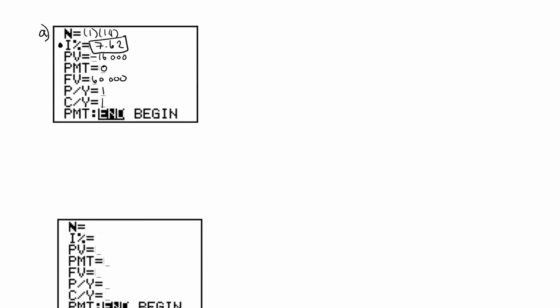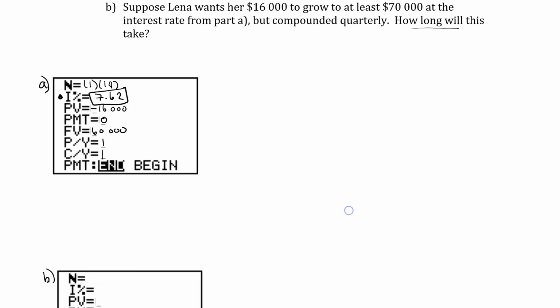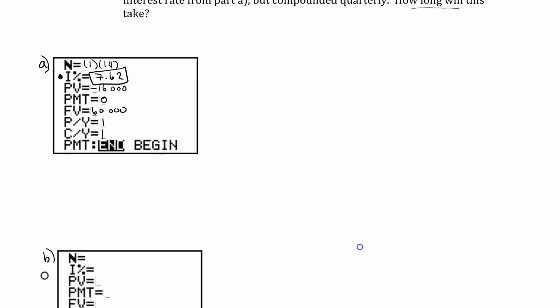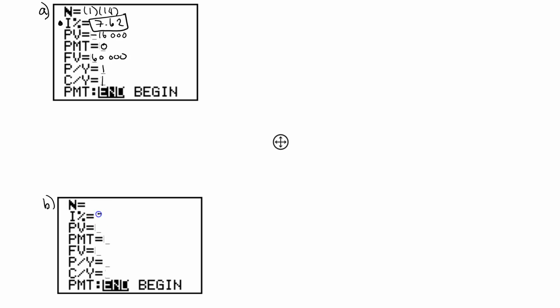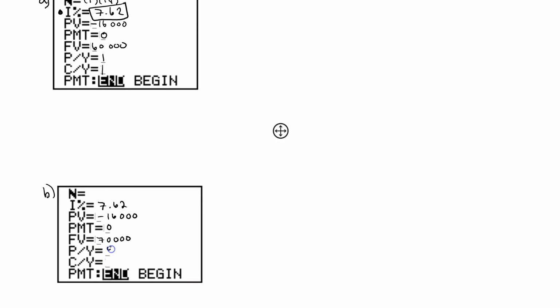Let's look at question B. Suppose Lena wants her $16,000 to grow to at least $70,000 at the interest rate from part A, but compounded quarterly. How long is this going to take? So I know that my interest rate is from before, so I'm going to put in 7.62. My initial investment is still going to be 16,000. My payment is still 0. My future value changes though. I'm going to want it to be $70,000. Compounding periods per year is going to be quarterly, so we're going to have 4. What we need to solve for is n.